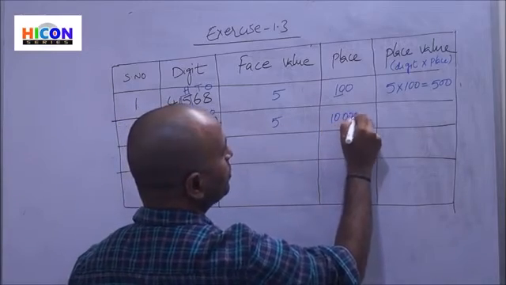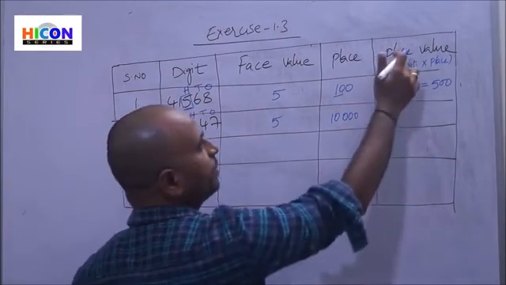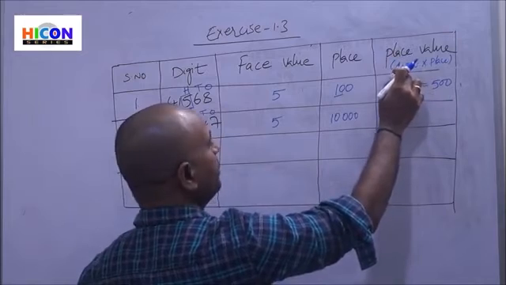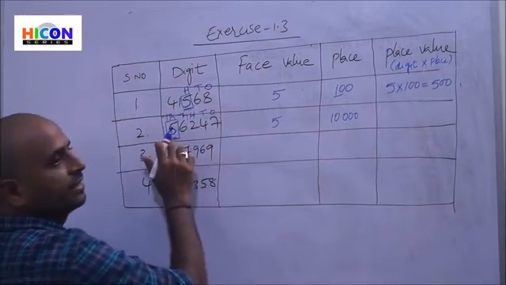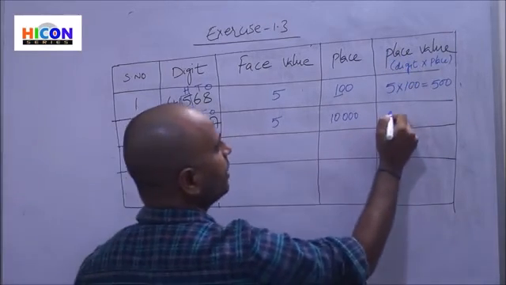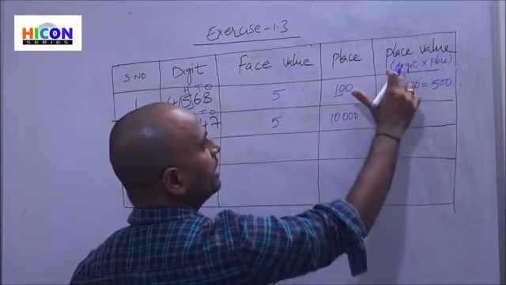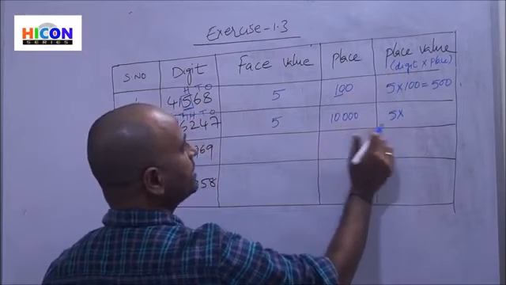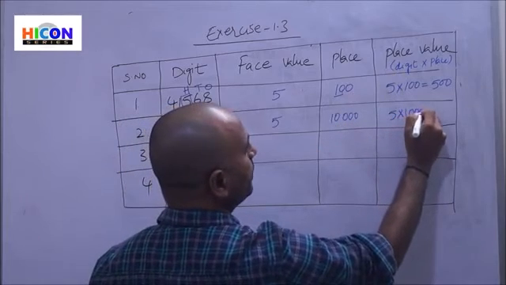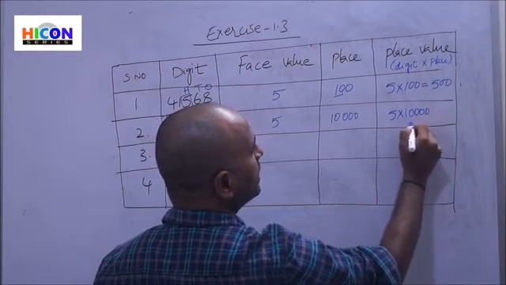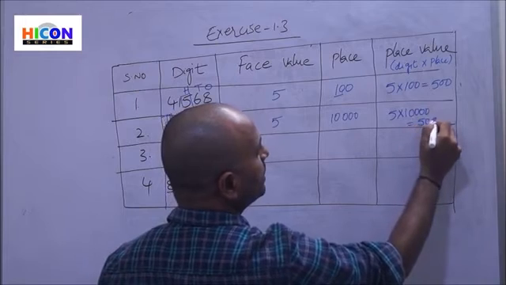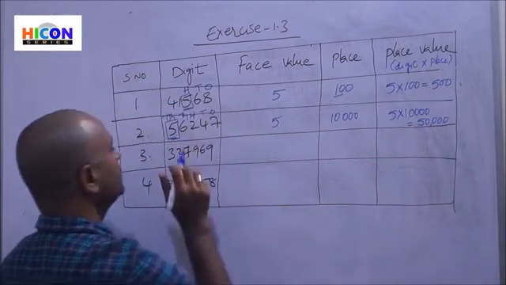So write 10,000 here. Next, what is place value? Place value can be obtained by multiplying the digit with its place. Here the digit is 5 and its place is 10,000. So multiply both 5 and 10,000, we get 50,000. So it is the place value of the digit 5.